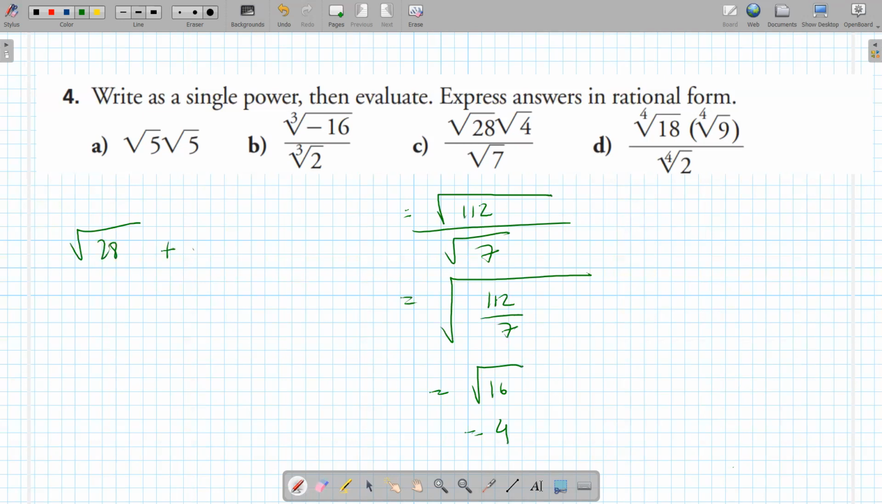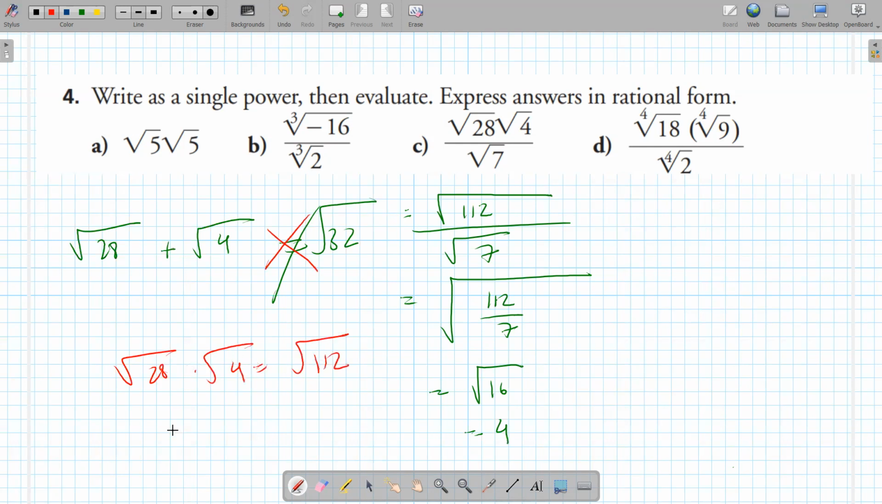You can't do root 28 plus root 4. This is not root 32, okay? This is a mistake. This is not true. But root 28 times root 4 is root 112. And if you do root 28 divided by root 4, that'll be root 7. Multiplication and division is good, but plus and minus, you can't do that. We'll see that in a little bit.